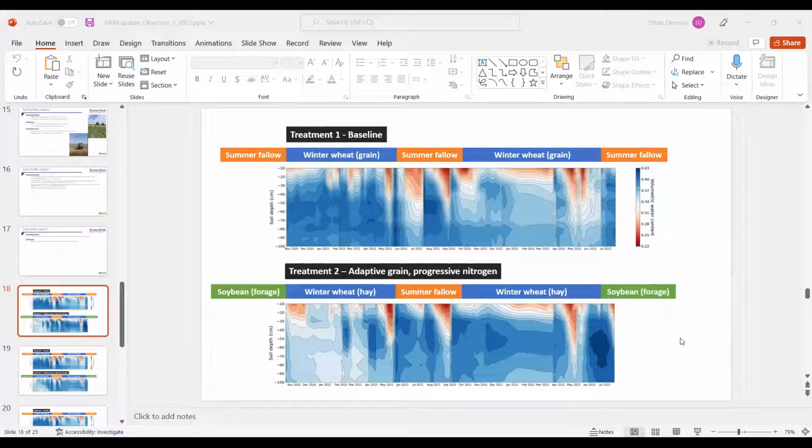You see that winter wheat doesn't deplete water very much during the entire growing season, only the top layers, but it starts depleting water really rapidly in the root zone near the end. You see that in both, whether it was winter wheat for hay or for grain. Then during the summer, we do see a massive depletion of the soil profile.